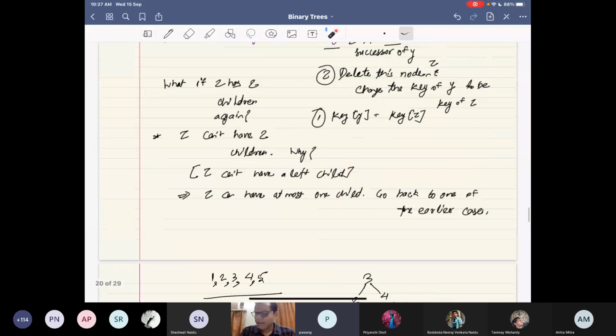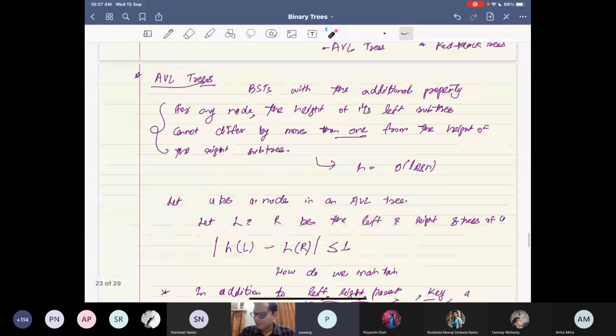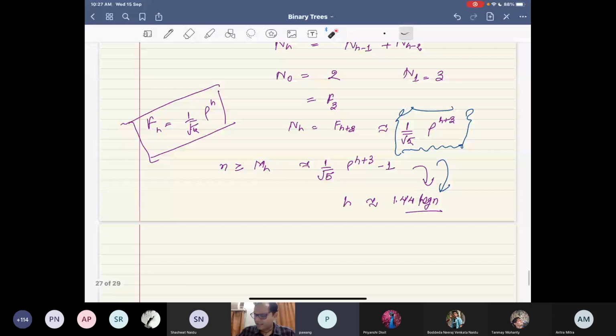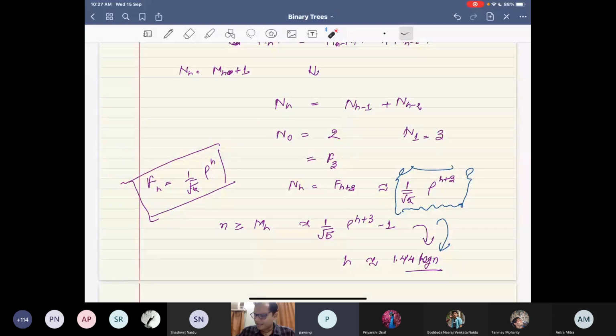Okay, so while I'm finding the code, this is where we were. Somebody asked me, what is this row? Anybody has an answer? We said Fibonacci, golden ratio. What is the golden ratio? Root 5 plus 1 by 2.